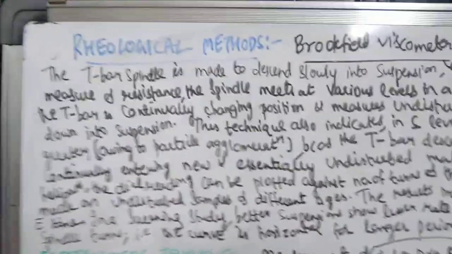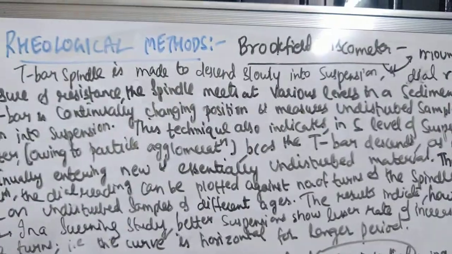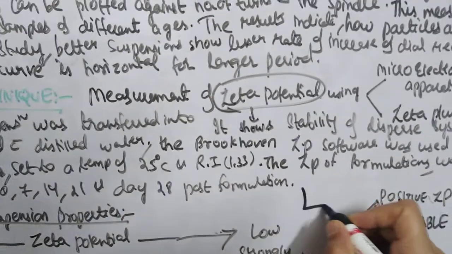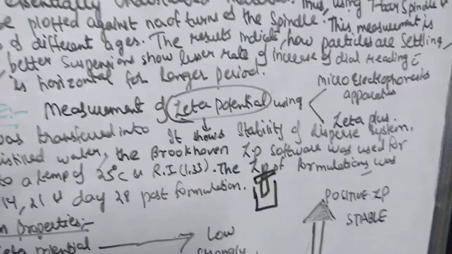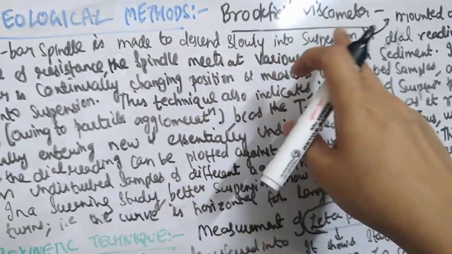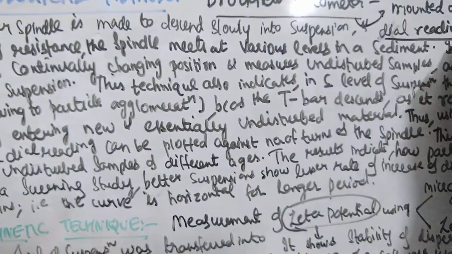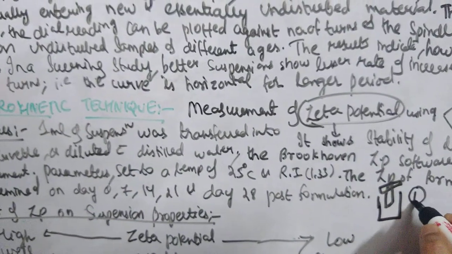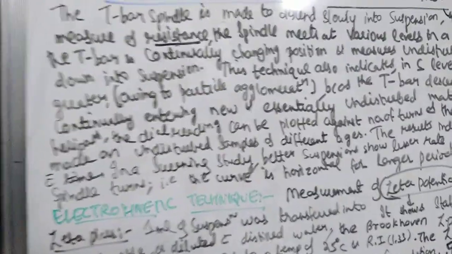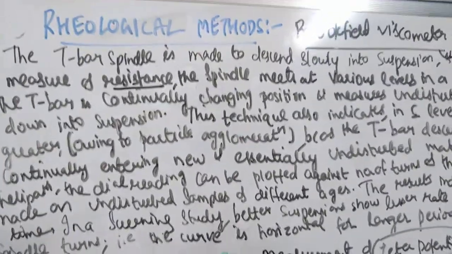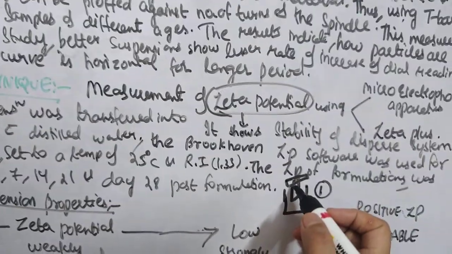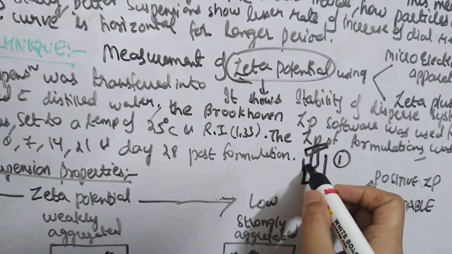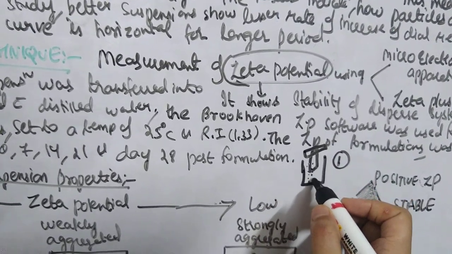Can you imagine, suppose there is a suspension formulation in a beaker, and in that you are descending a T-bar spindle. The T-bar spindle is made to descend slowly into the suspension, and the dial reading on the viscometer is a measure of the resistance. It is connected to a dial. Whatever the dial reading is showing, that is a measure of the resistance the spindle meets at various levels in a sediment. We are dipping the T-bar spindle in this, so at various points it will come into contact with various undisturbed levels of the suspension.